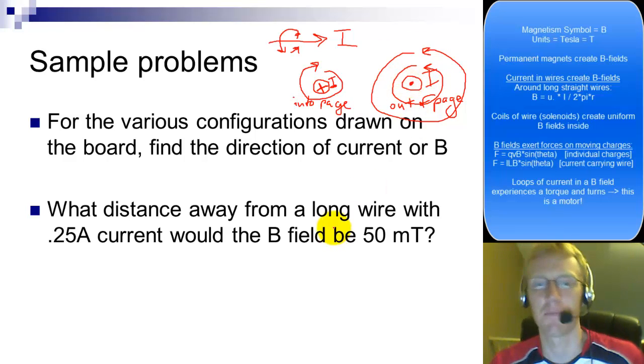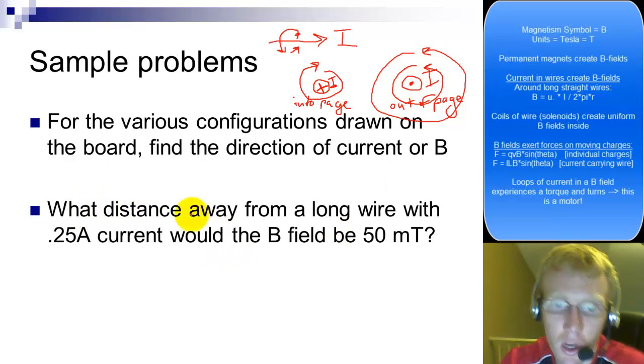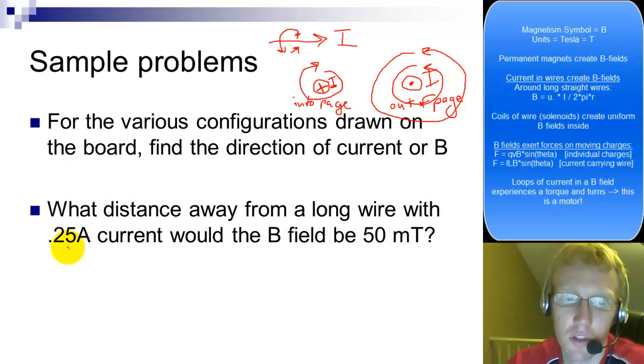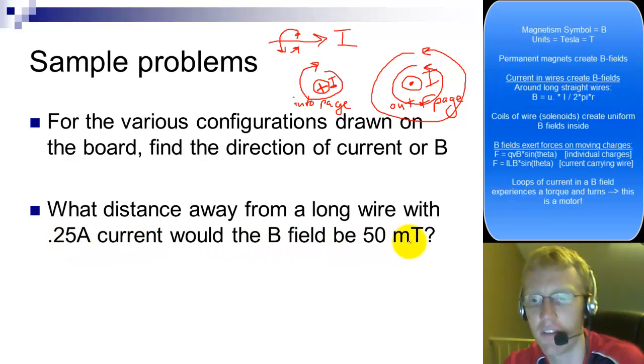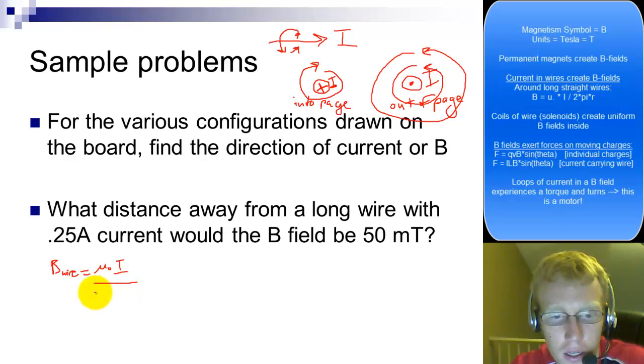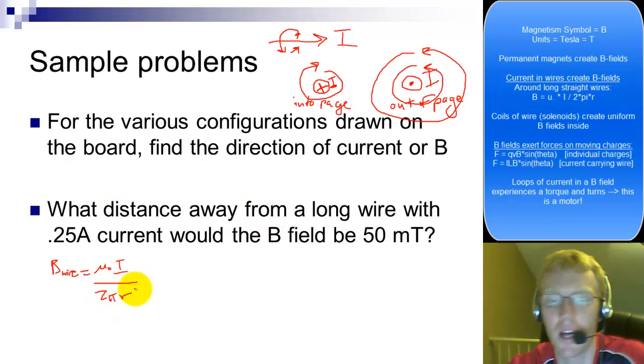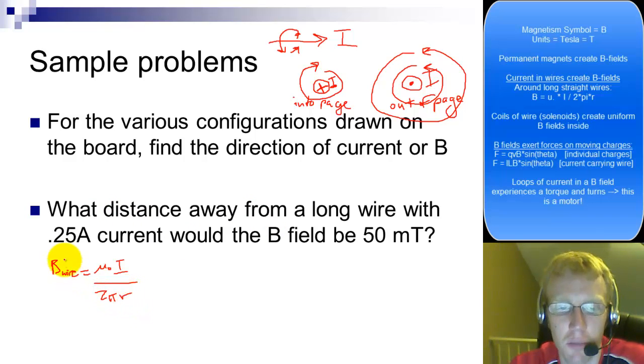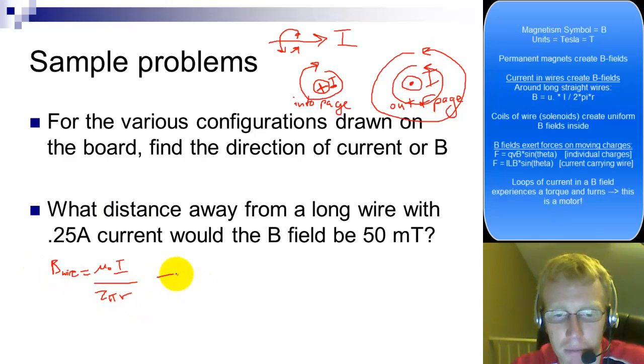Okay, for example, what distance away from a long wire with 2.25 amp current would the magnetic field be 50 milliteslas? So we've got our formula. Magnetic field caused by a wire is mu naught I over 2 pi r. And the question is, what distance away? So we're solving for r. So multiply both sides by r, divide both sides by B. So we get that the radius is mu naught I over 2 pi B.